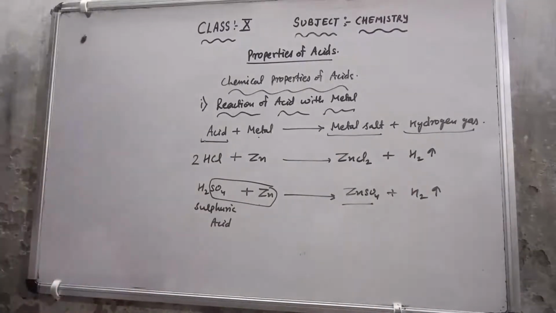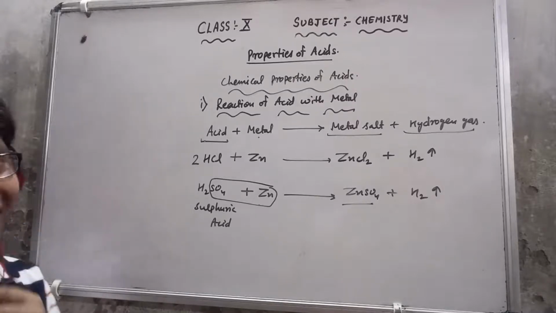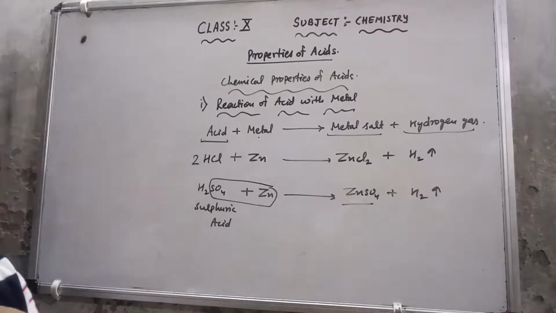Whatever you have seen here, the main point is how to test that the gas released is hydrogen gas. Many times this question is asked in the exam, and it is a very important point: name the gas which is released when a metal reacts with an acid, and how to test this gas. So there is a very simple test.